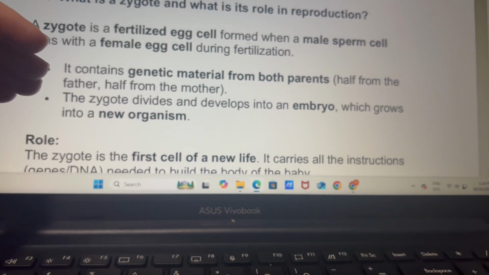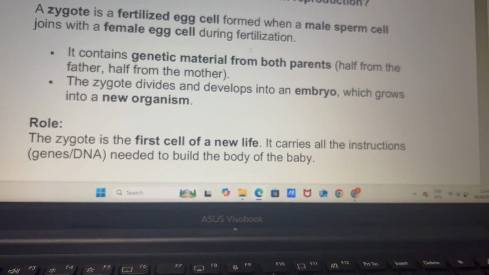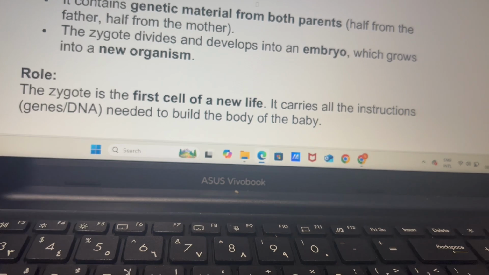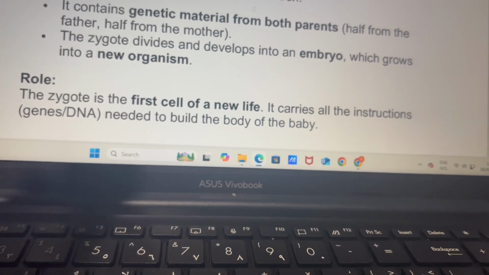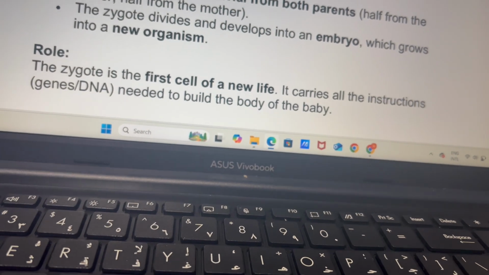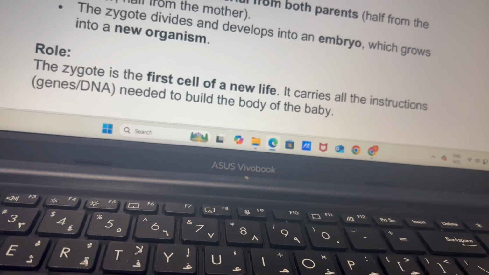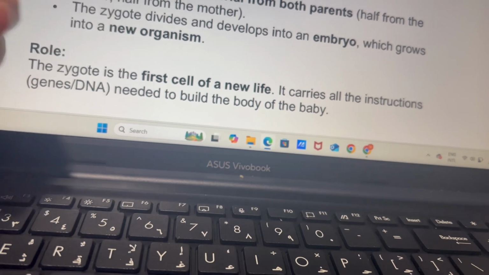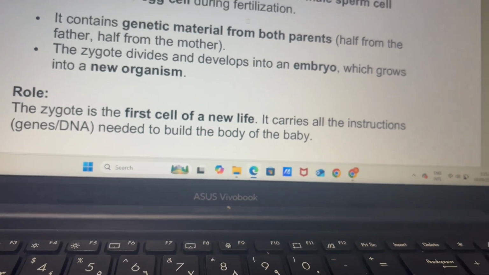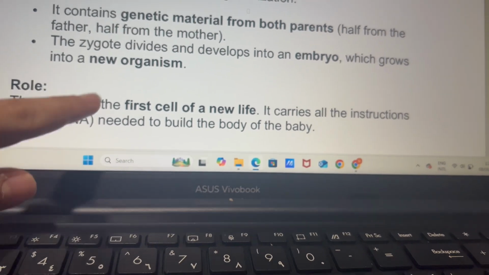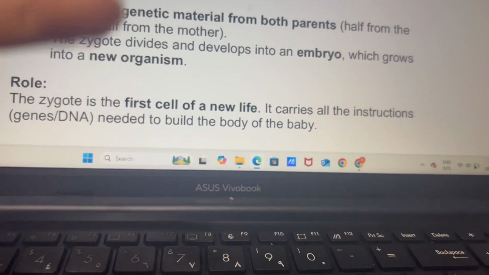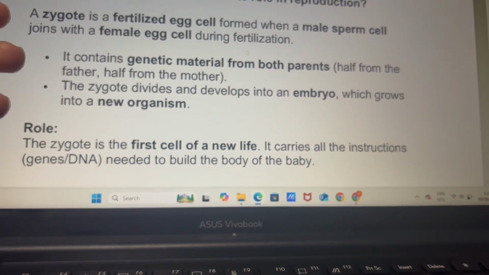What is its role in reproduction? They carry the genes. Inside the nucleus of the two cells, you have the genetic material from both parents, half from the male side and half from the female side, and they fuse to form the zygote, and the zygote grows into an embryo and grows into a new organism. The zygote is the first cell of any new life. Then this zygote will grow and divide again and again to form the new organism.